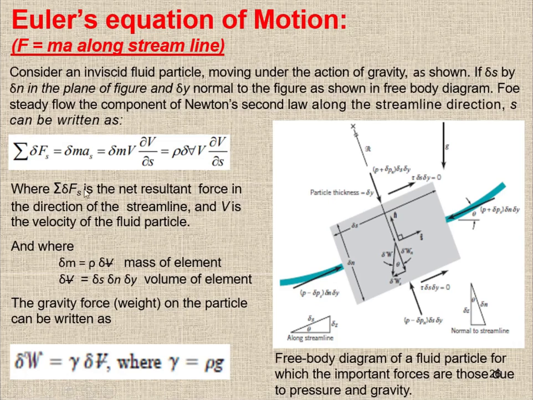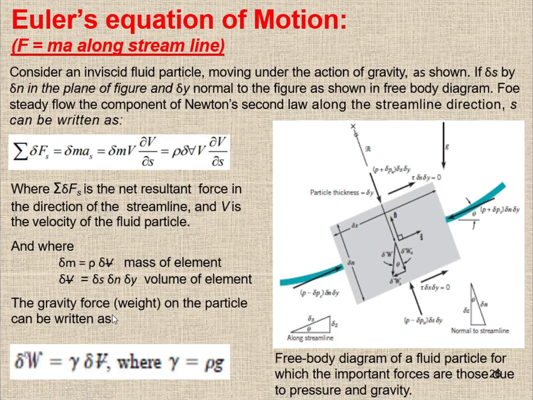Here del Fs is the net resultant force in the direction of the streamline, and V is the velocity of the fluid particle. Del M is equal to the mass of the fluid particle, density times volume, and the volume is equal to del S, del N and del Y. This is the volume of the fluid element.